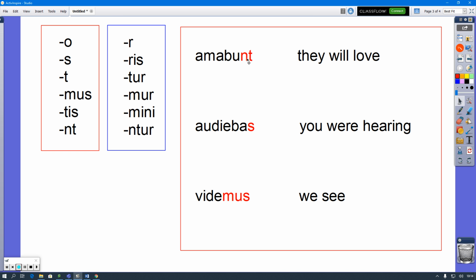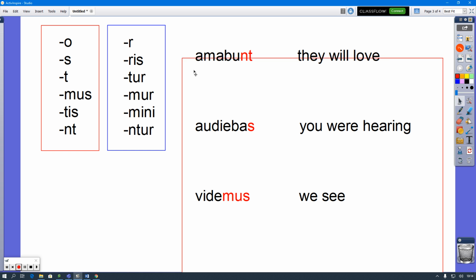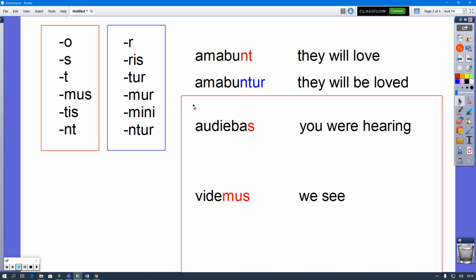If I change the nt from its active to its passive, instead of amabunt, I get amabuntur. I keep the same tense, they will, but this time something's going to happen to the subject. So they will be loved. And it's worth noting that use of the verb to be in the passive verb. Also, and it's not always true because English is a funny language, but we often have the ed ending on the end of the verb. So they will be loved.